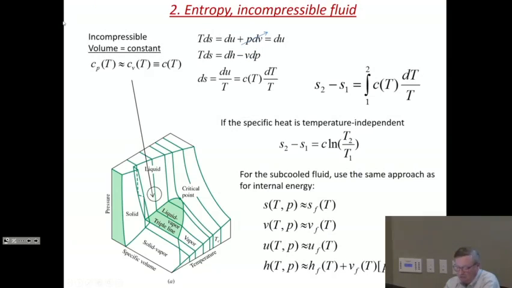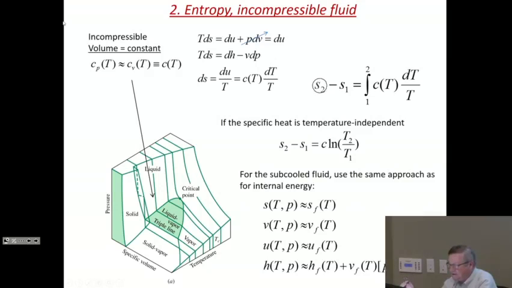Now, if we are in the incompressible fluid regime, so we have a specific heat that's not different under constant pressure and constant volume, and it's just equal to C. We also have, in the incompressible regime, a volume that doesn't change. It barely changes. Well, if the volume doesn't change, TdS is TdU plus PdV, which means that TdS is dU. Okay, so dU is C dT, because U is the integral of Cv dT, so dU is Cv dT. dS then is Cv dT over T.